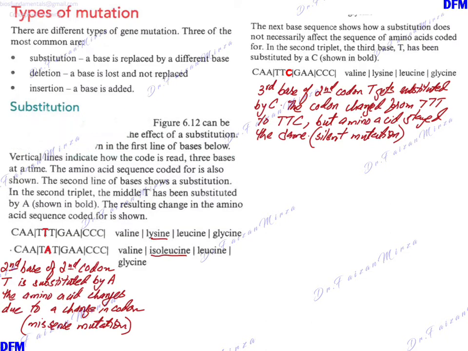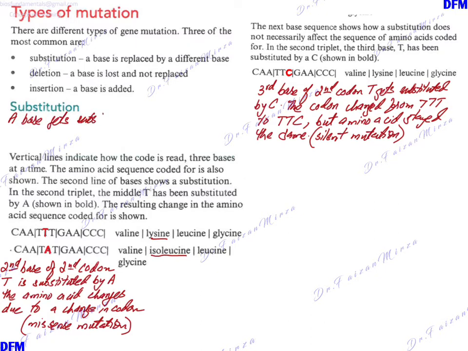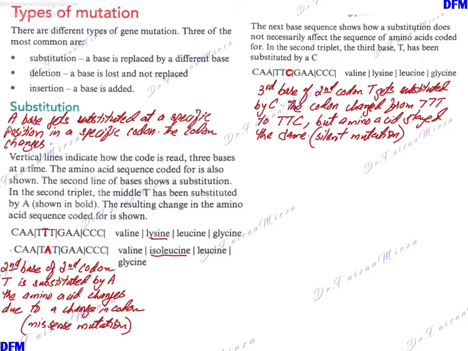How do you define substitution mutation? Basically, substitution mutation is simply a base getting substituted in place of a base that was already there at that position. So a base gets substituted at a specific position within the codon, and the altered codon can then code for the same amino acid or a different amino acid, as already covered.